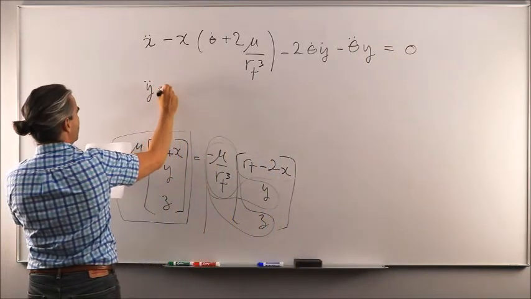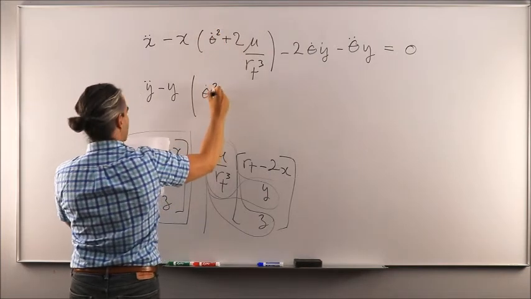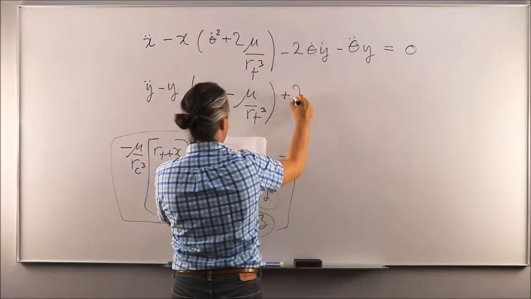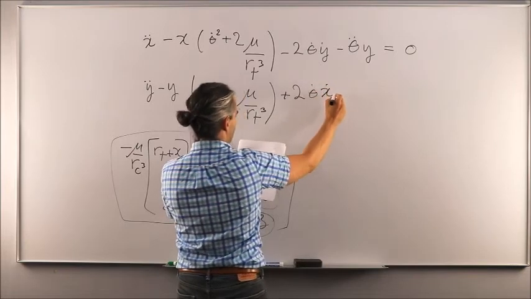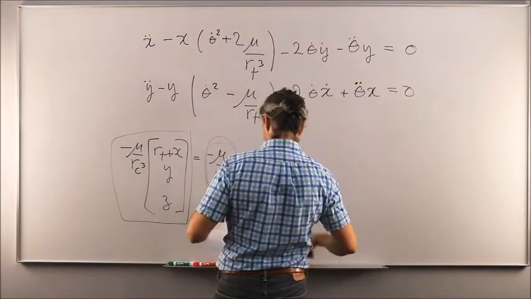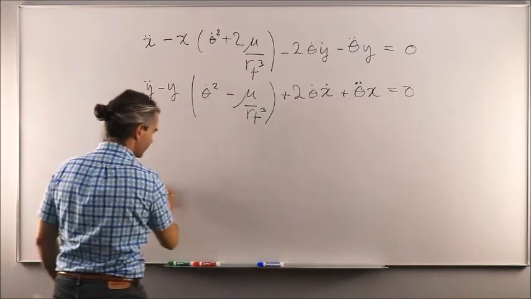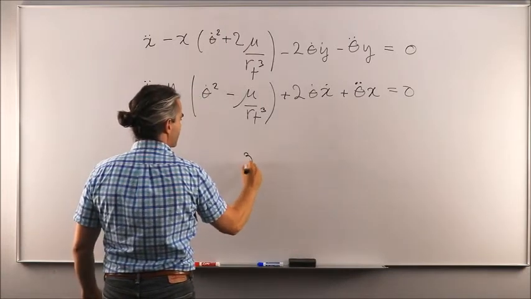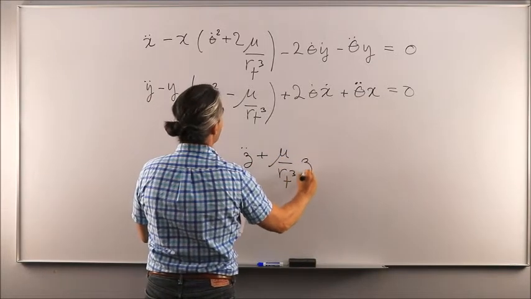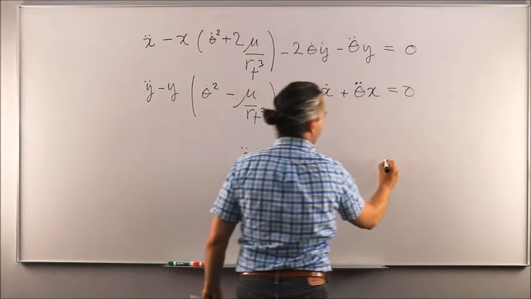Y double dot minus y multiplied by theta dot squared, minus mu over RT cubed y, plus 2 theta dot x dot plus theta double dot x equal to 0. And finally, the z equation, which is always the simplest equation among all three, is going to be z double dot plus mu over RT cubed times z. Okay, the x is here, the y is there. Okay. And all this equal to 0.